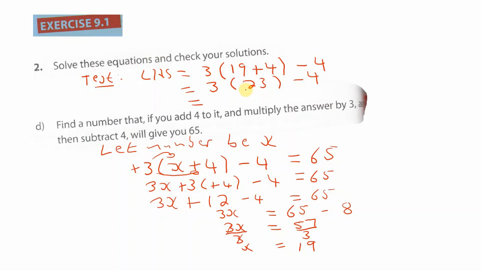3 times 20 is 60. 3 times 3 is 9. 60 plus 9 is 69. Minus 4. So it gives us 65. Which is indeed the right hand side. So therefore we know x equals 19 is the solution.